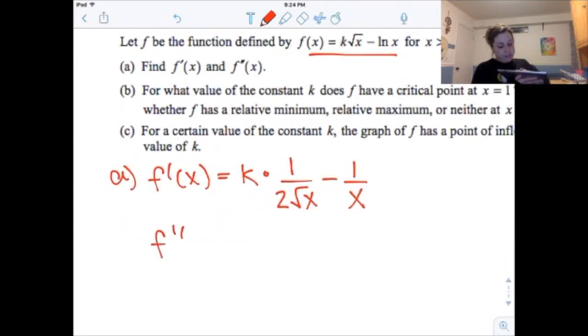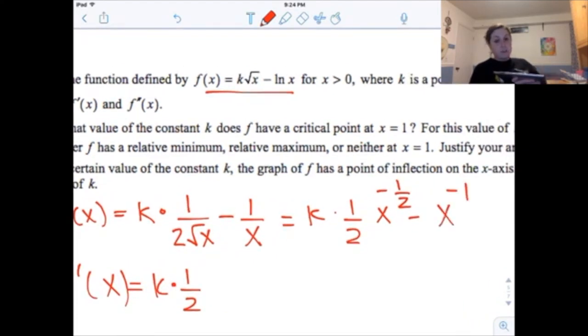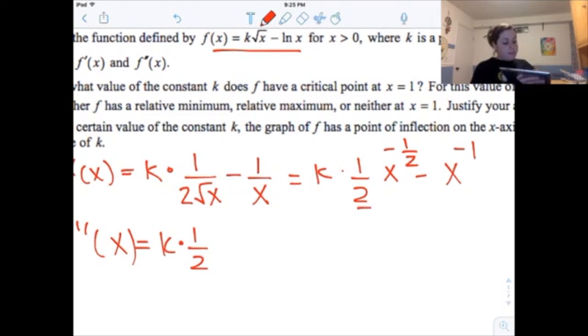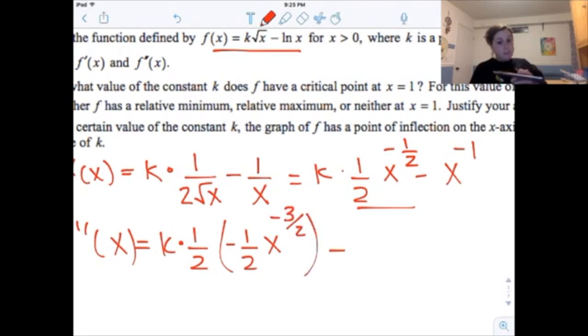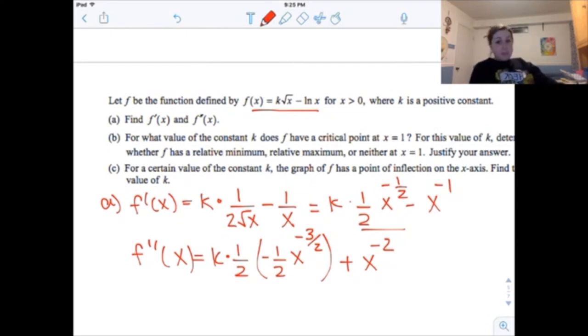And my second derivative, so take the derivative of that, k, again, is just a constant. I'm going to put the 1/2 right here, and think about this as k times 1/2 times x to the negative 1/2 minus x to the negative first, right? So on this first part, you can bring your negative 1/2 down. That would be x to the negative 3/2 minus, bring your negative 1 down, x to the negative second. So there's my first derivative, there's my second derivative. It does not ask me to simplify, so leave it.